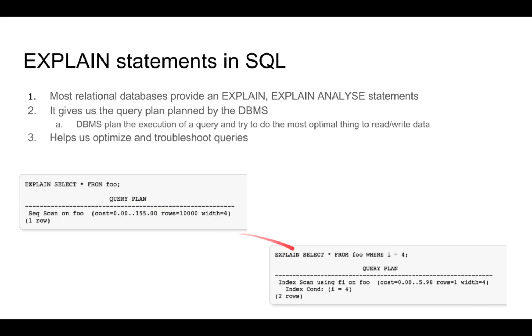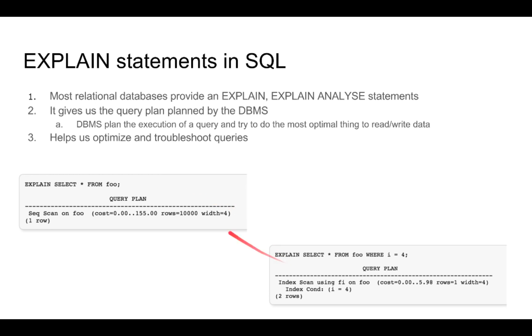Now let's look at another query. So we're saying select star from foo where i equal to 4. So we're saying select all the rows from foo where the value of i is equal to 4, and we're asking the database to explain this query. So the database says that to fetch the values that correspond to this query, it will use an index scan, and it will use an index called fi, and this index is available on the table foo. It ends up looking only at one particular row that has 4 columns, and the cost that is assigned by the DBMS is 5.98 as opposed to the cost of 155.